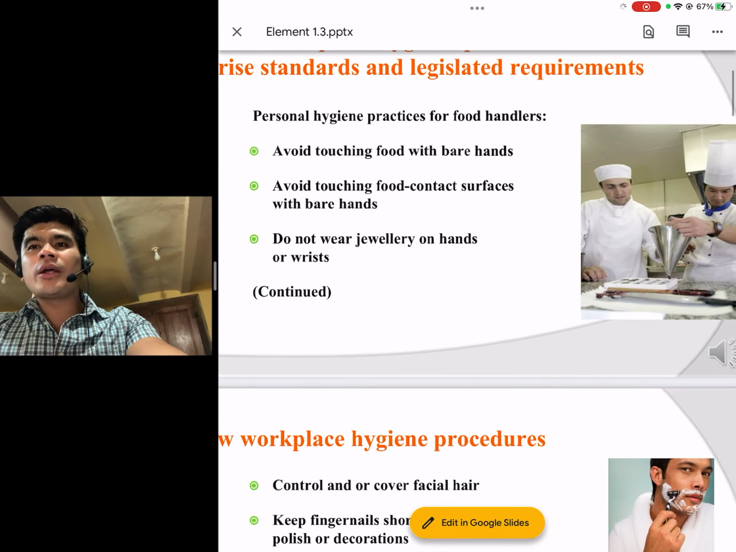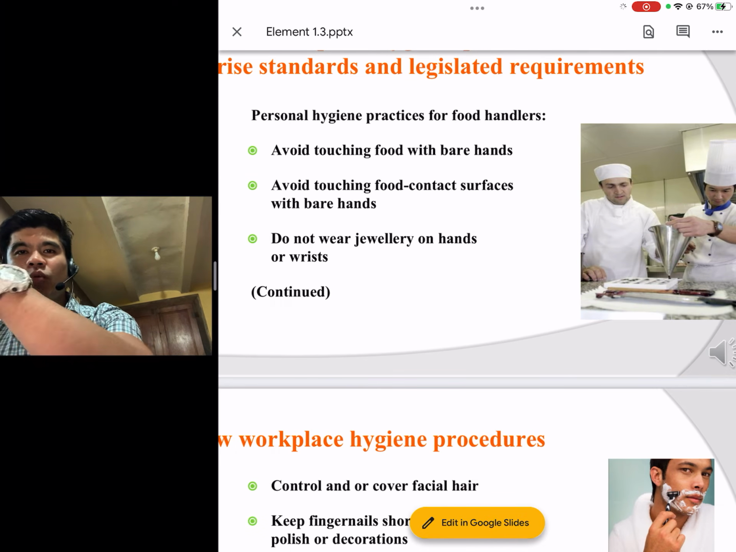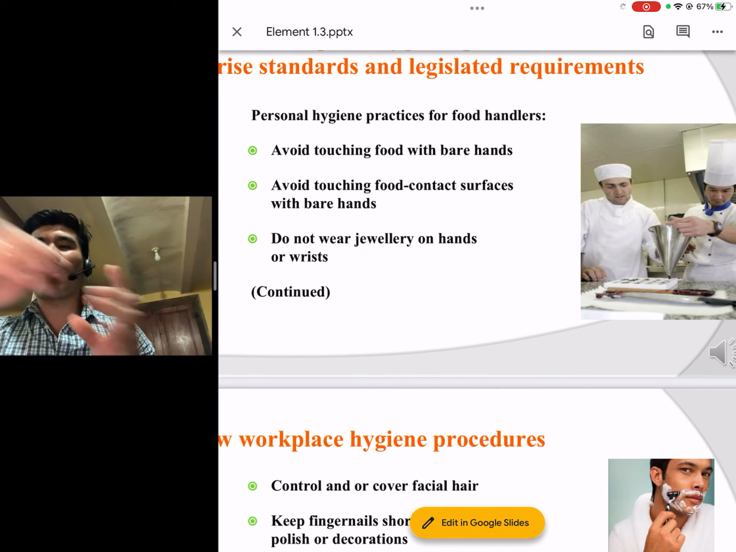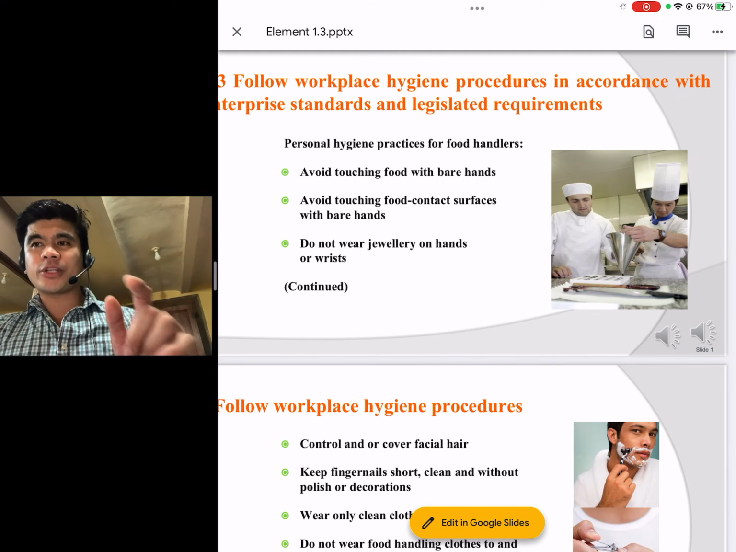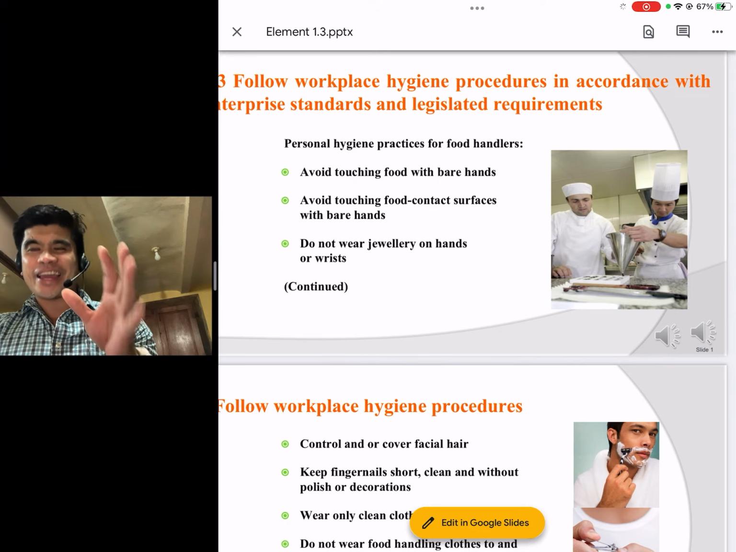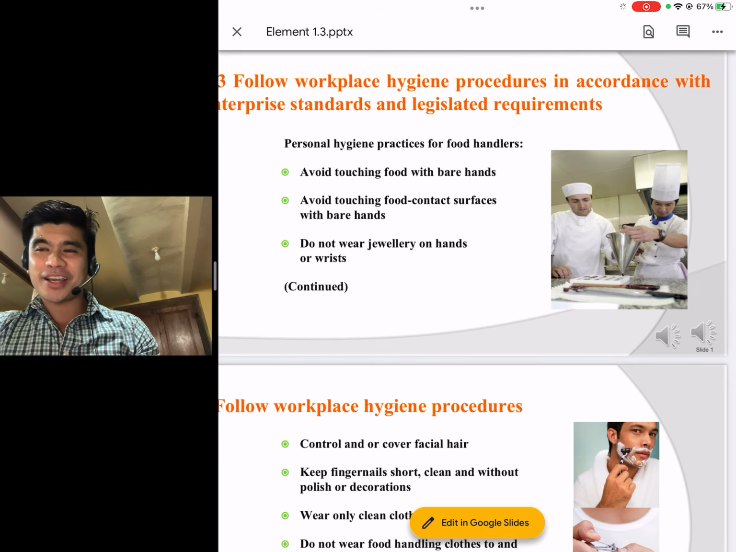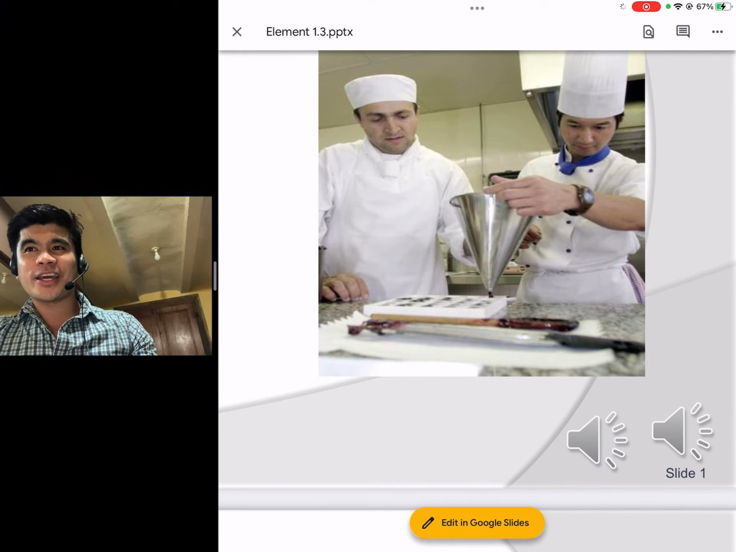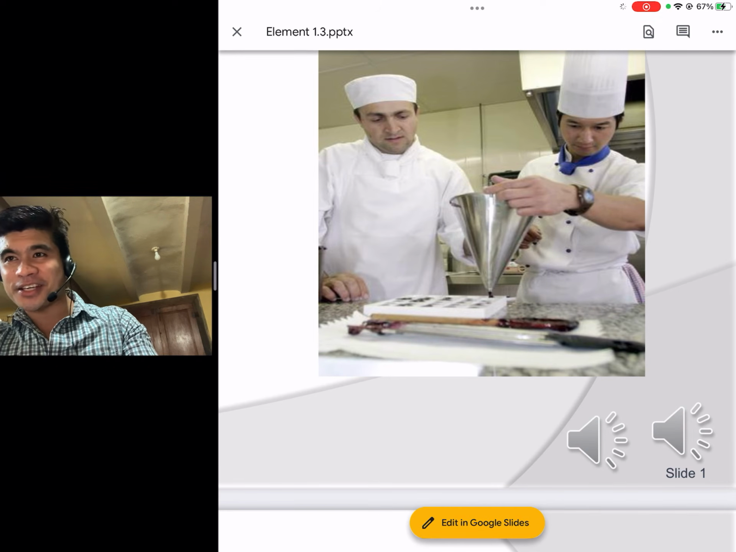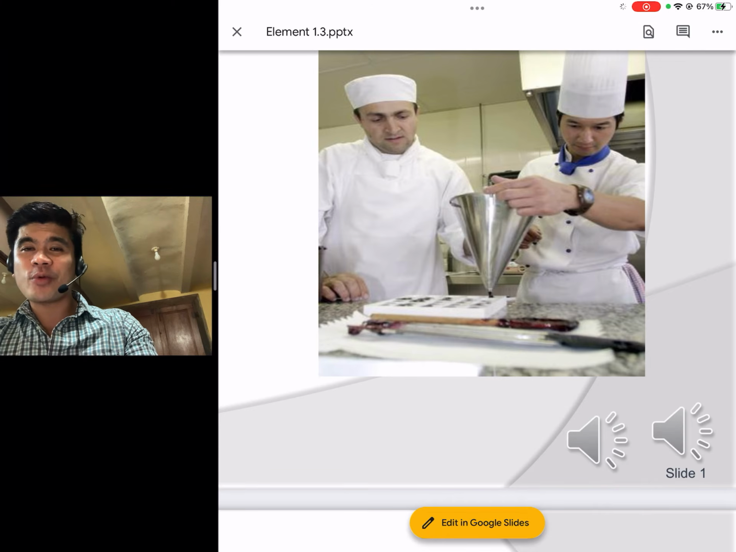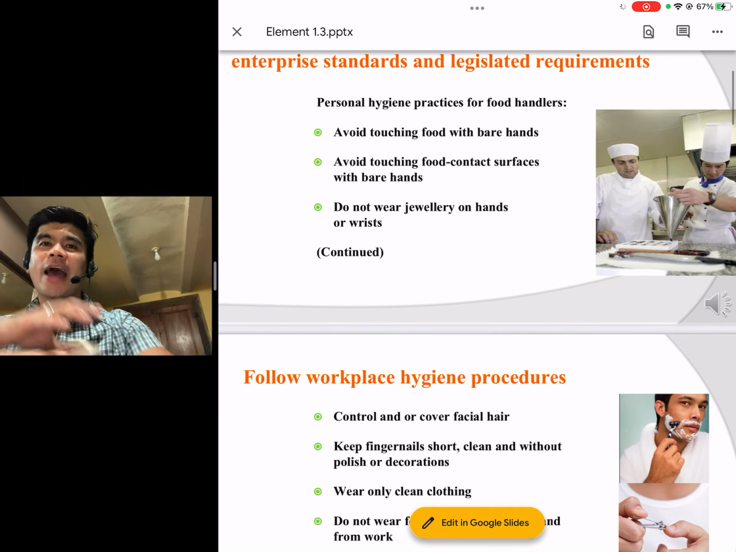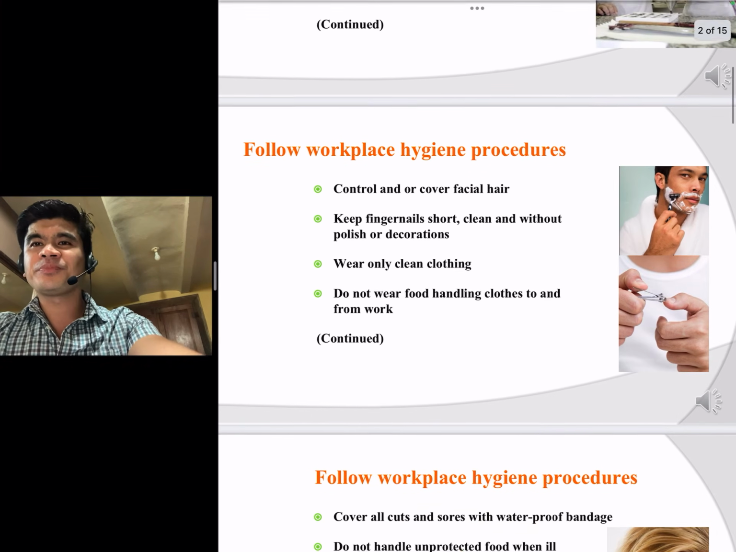Do not wear jewelry. So always remember, watches and rings are not allowed, especially for those working in the kitchen. But here, as you can see, he is wearing a watch. Okay, I guess he's the chef, that's why. But anyway, that is off the standard. That is not the proper way. You should not have any of the watches.